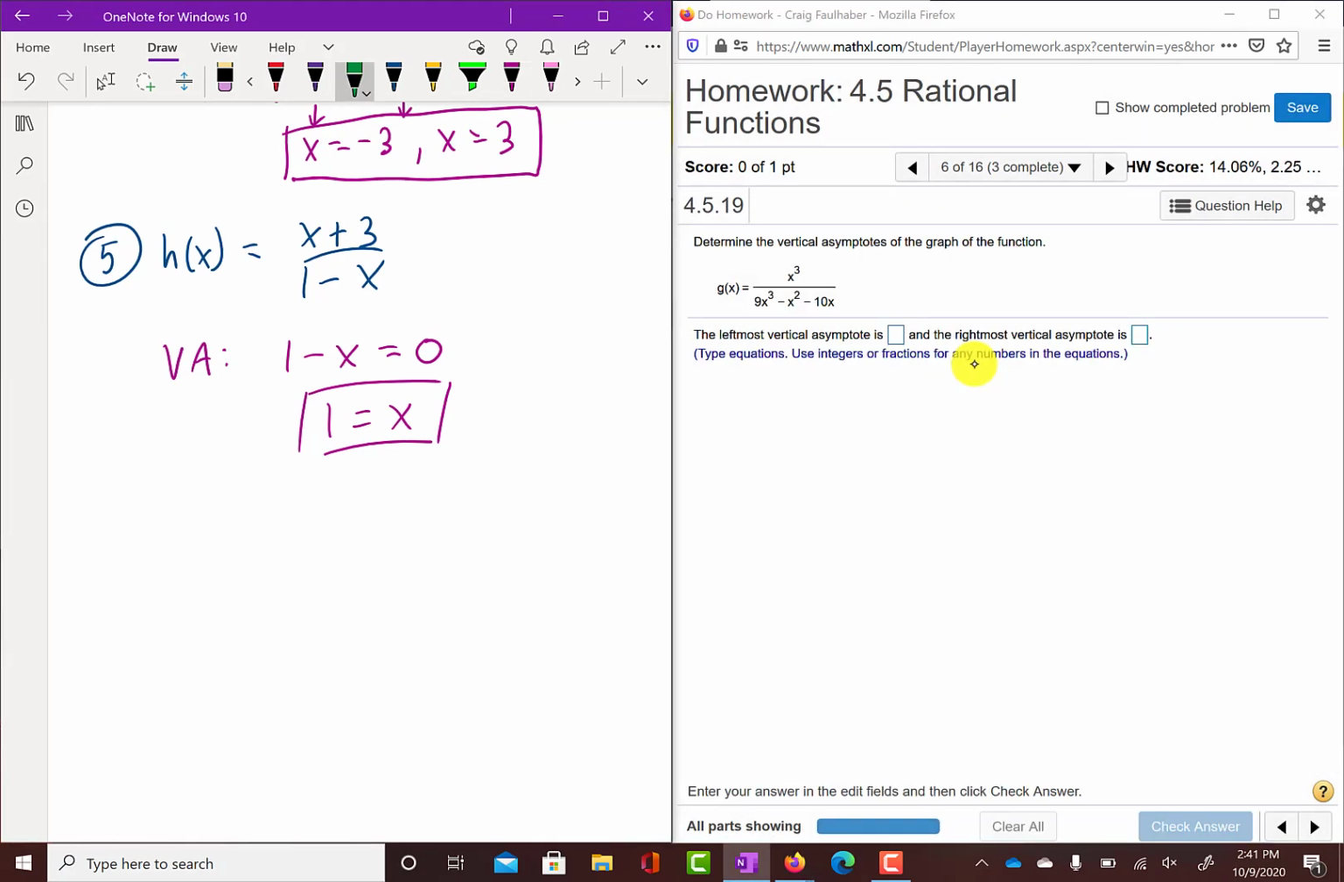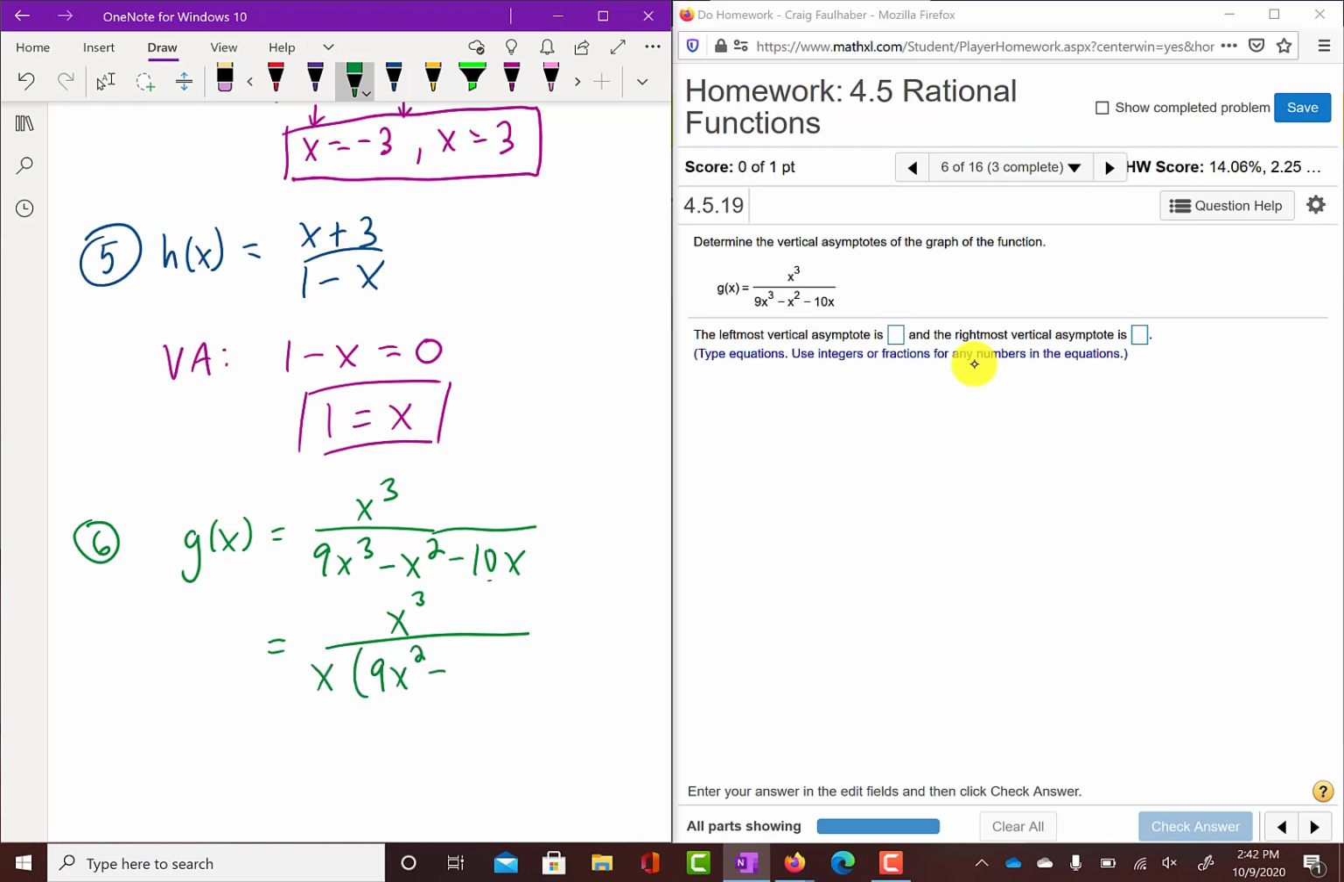Okay, next problem. We're going to find the vertical asymptotes. And don't forget that means that we're going to factor and simplify first. So it looks to me like we can actually factor an x out of this denominator. So I'm going to factor that x out of each term. And now we're left with a quadratic in our denominator, and I bet we can factor that as well.